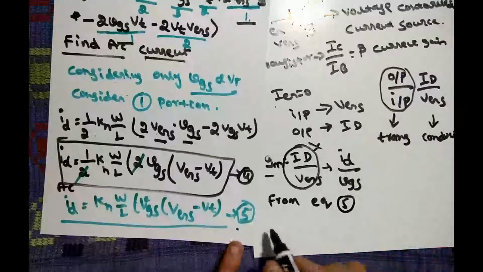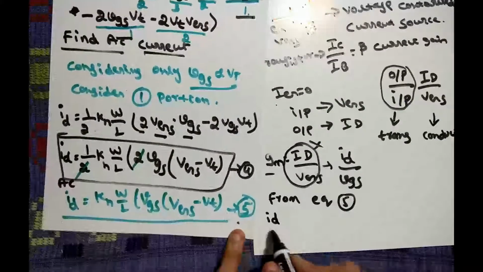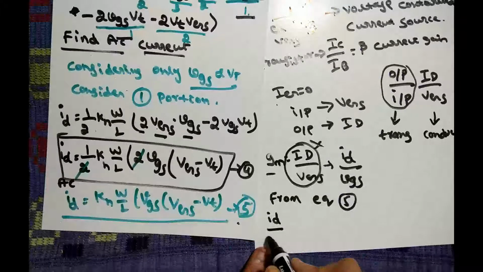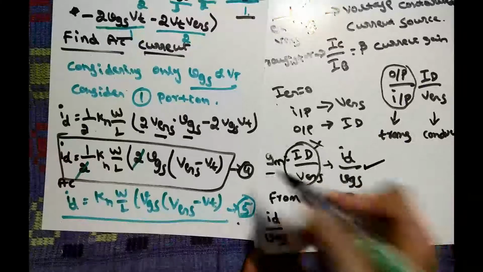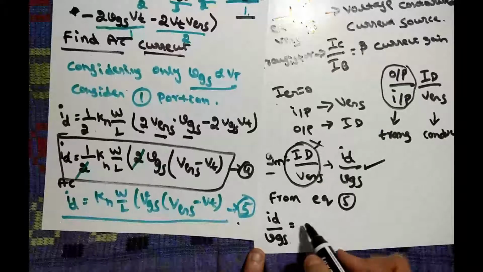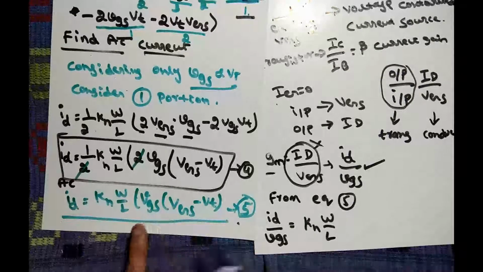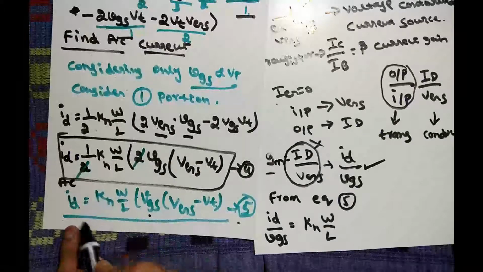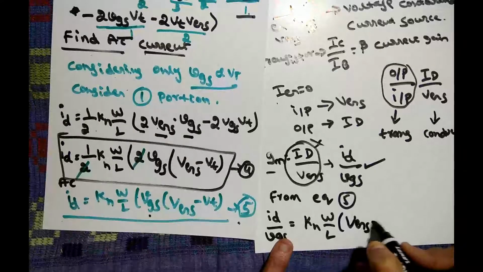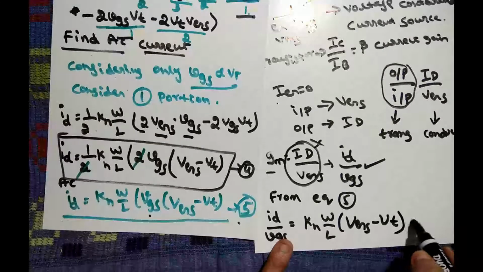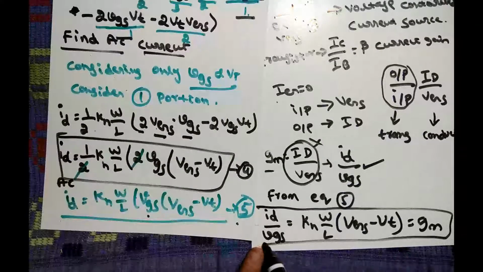So we can take the ID here, and GM is nothing but the small ID divided by small VGS. This is nothing but GM, and we get the equation GM equal to Kn W by L, and then the VGS is divided out, so this VGS is not there. So this is capital VGS minus VT. Okay, this is also known as GM. This is how the transconductance equation can be drawn.